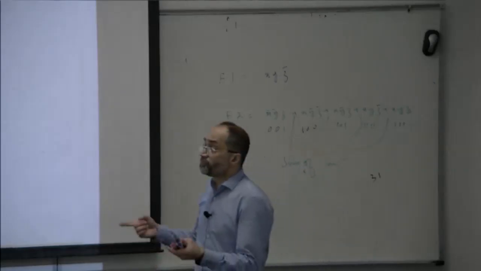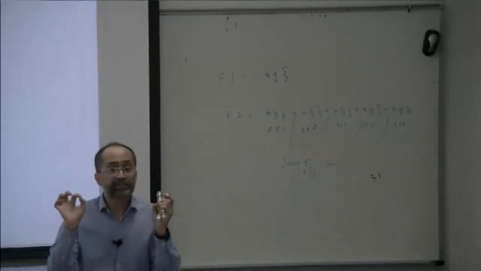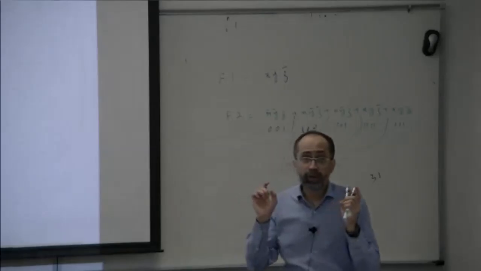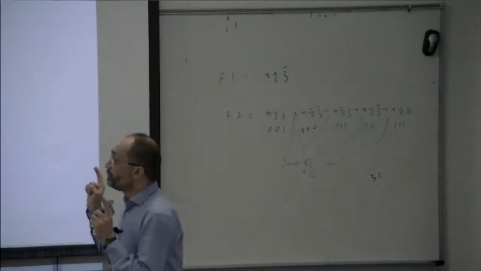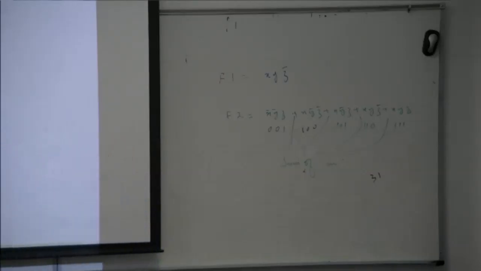How many ones are there in F? 5. So in the sum of the product expression, we are interested in min terms. In min terms we are interested in 1, and in max terms we are interested in 0. So in this case, how many min terms should there be for F? Look at the expression. 5. We have 5 min terms.